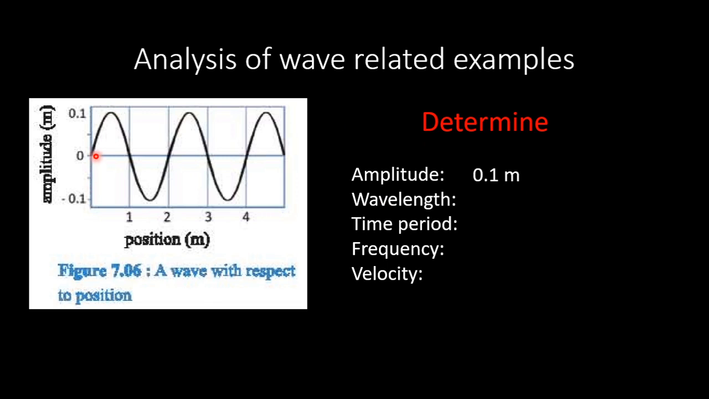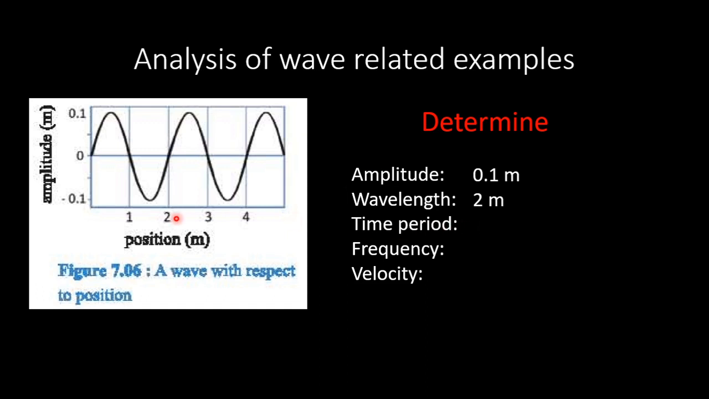What is the wavelength? We have to take two consecutive equal phases, and determine how much the position has changed between these two consecutive same phases. Here we see these two points of equilibrium having the same phase, and the change of position is 2 meter, so the wavelength is 2 meter.